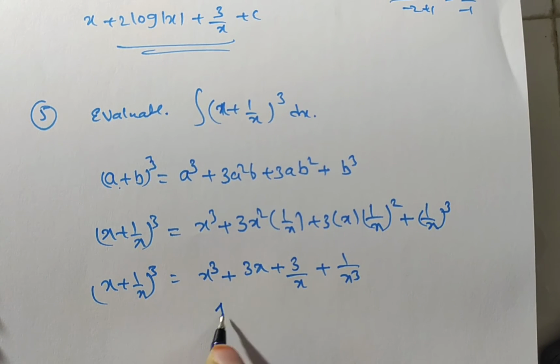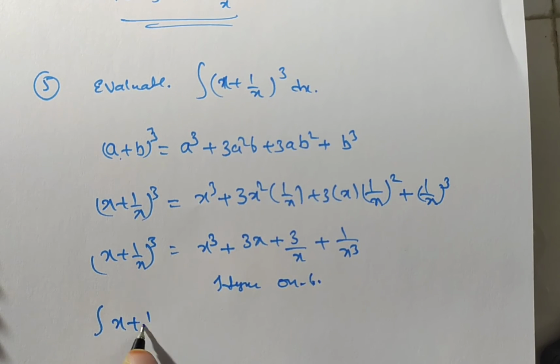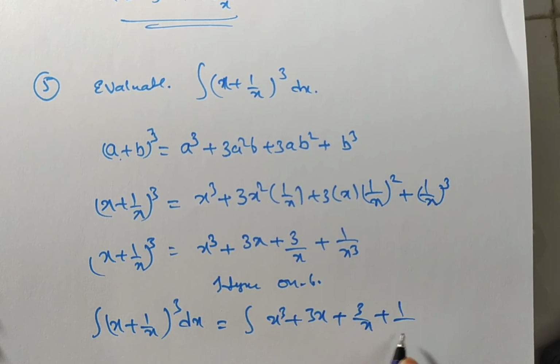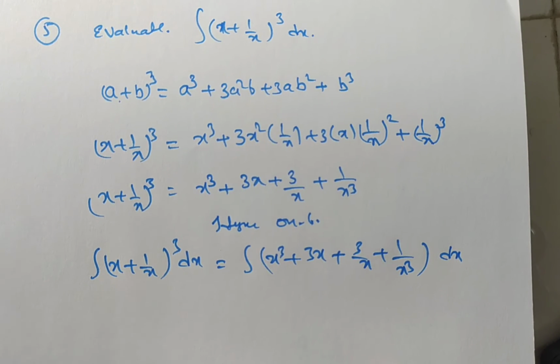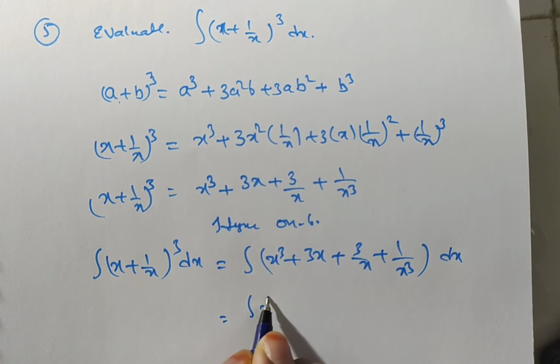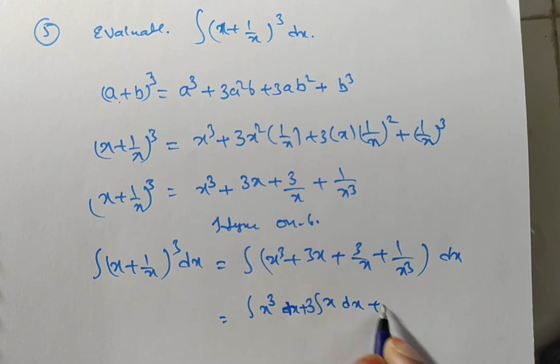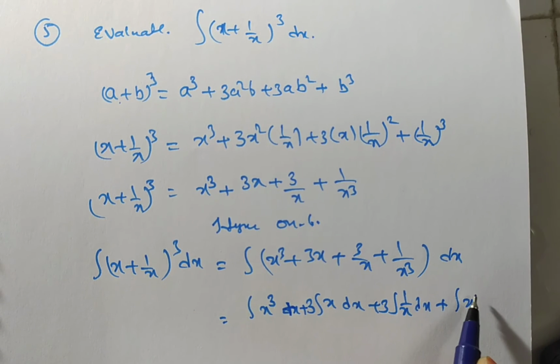So integrating on both sides, you will have the integral of x plus 1 by x whole cube dx is equal to the integral of x cube plus 3x plus 3 by x plus 1 by x cube dx. Now I am applying the linearity property for this indefinite integral. You can write the integral of x cube dx plus 3 times the integral of x dx plus 3 times the integral of 1 by x dx plus this 1 by x cube, which I can write in the form of x power n, so x power minus 3 dx.